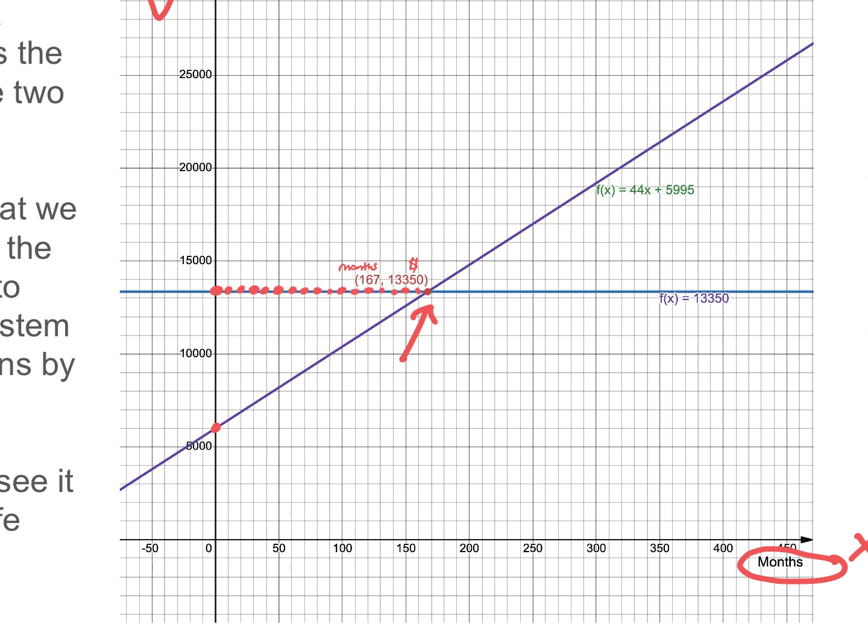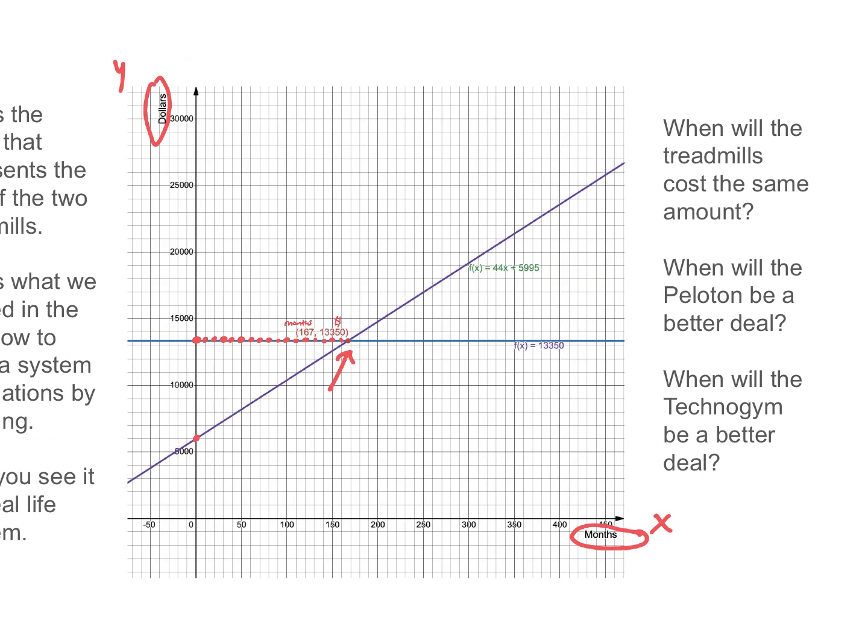So you can ask a whole bunch of questions around this. When will the treadmills cost the same amount? Well, after 167 months. You might say to yourself, well, 167 months, I wouldn't answer that. I would change that into years. And most of you found that it was almost 14 years, so approximately 14 years when you did this in class. When will the Peloton be a better deal? Right up until 13.9 years or 167 months. So I'm going to say up till about 14 years. So less than, there's our symbol, 14 years.